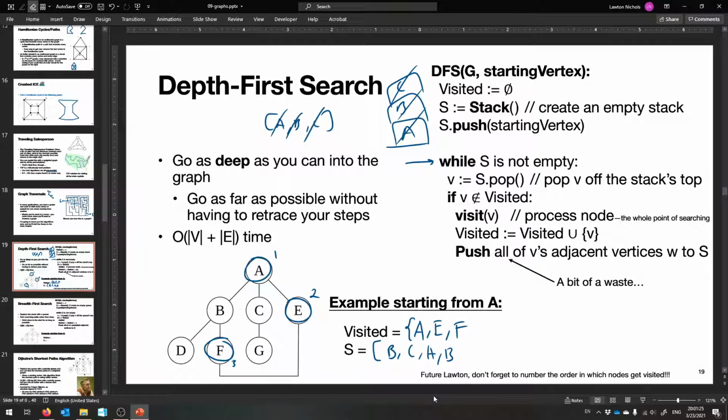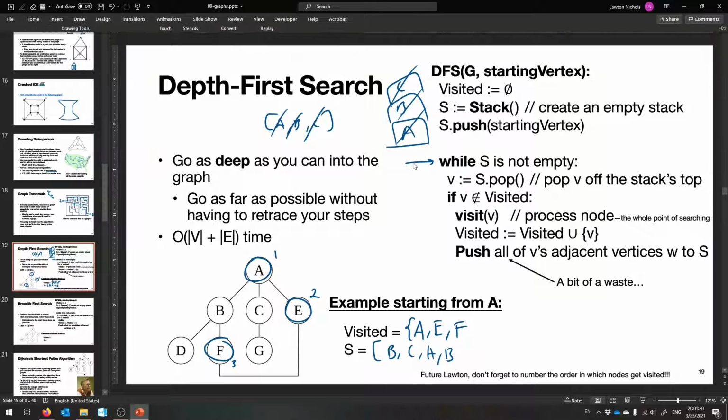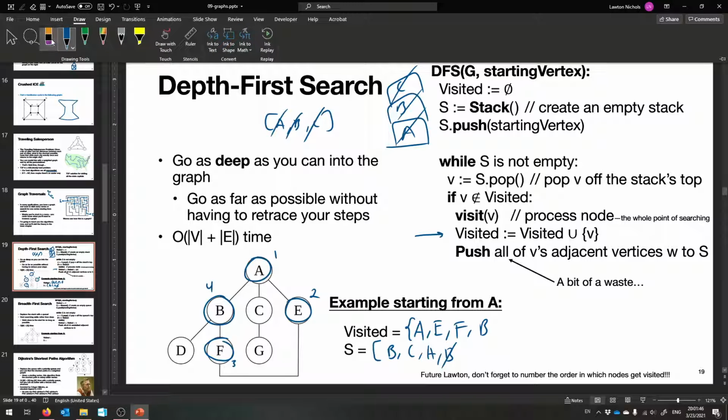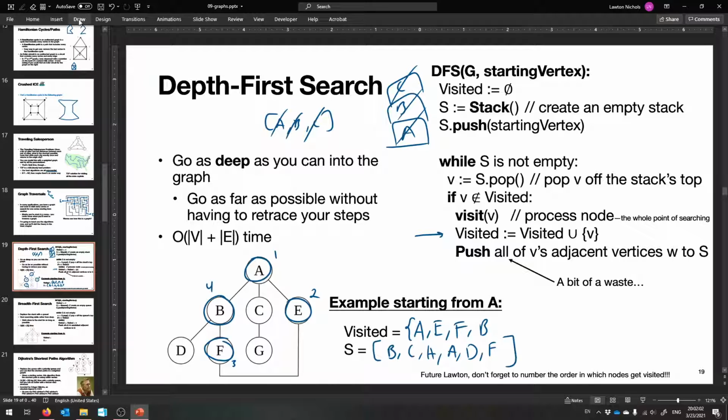So now our stack looks like this. It's B, C, A, B, and now B's on top. It's not empty. So we're going to take out the B, and that's what we haven't visited yet. So add it to our visited set. It's the fourth thing we've seen, okay? And then we're going to push all of its adjacent vertices to our stack. And B's adjacent vertices are A, D, and F. So I'm going to push A, D, and F to the stack. Okay? That is the idea.